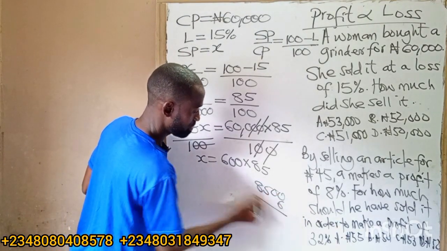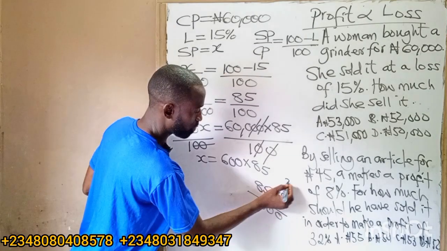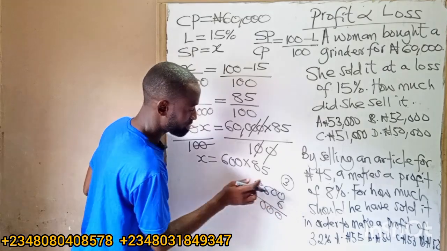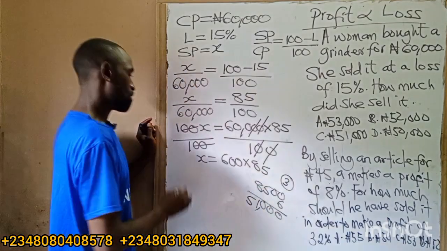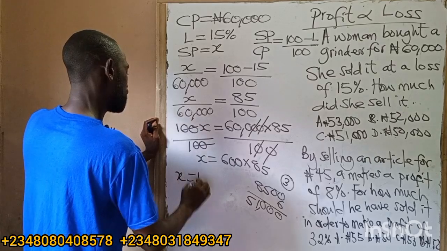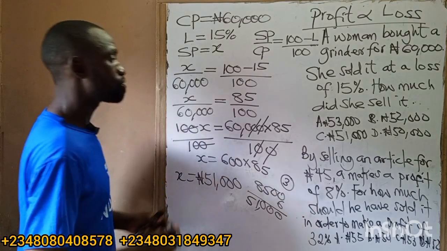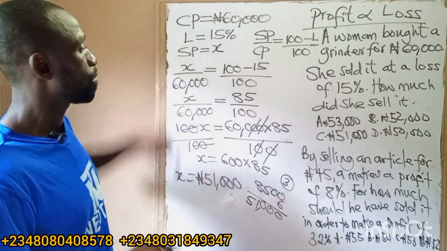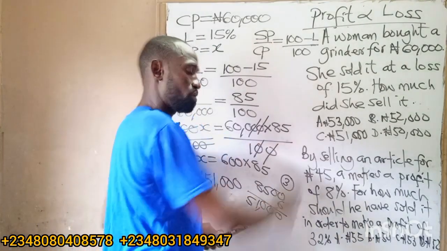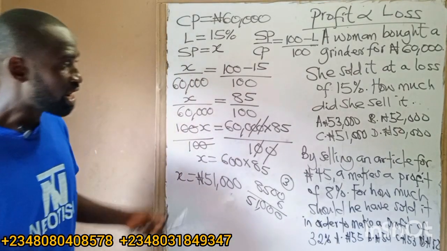So I have 8500 times 6. This is 0, 0, 30, we have 0, we carry 3. This times this, that is 48, 51. So that is 51,000. So our x is equal to 51,000. So the amount that the woman sold the grinder for is 51,000 naira. You can just pause the video to see how the solution is.